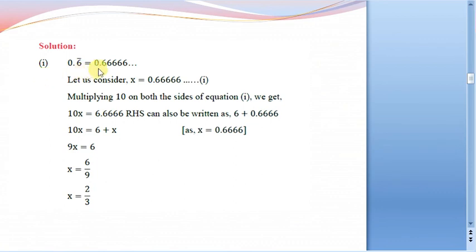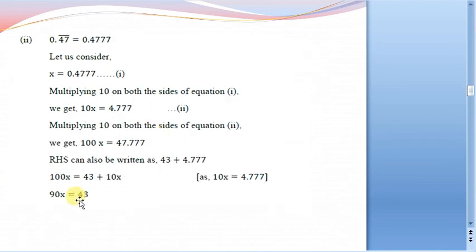So just look at the solution for the same. It is going to be 2 by 3, and for the second one, let me show you the solution. It is going to be 47 by 99. Here, just make a small correction. We have taken 0.47 bar, but this solution is for 0.47 bar. For this one, this is the solution. We have discussed for 0.47 bar, where our 2 digits are repeated.